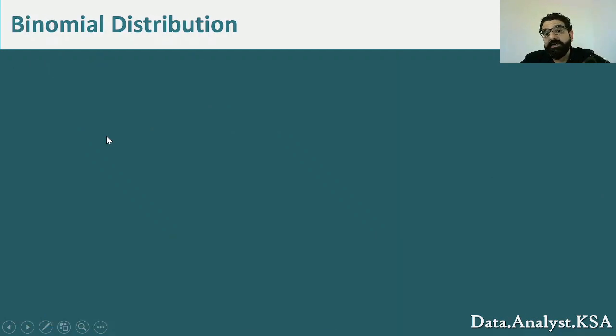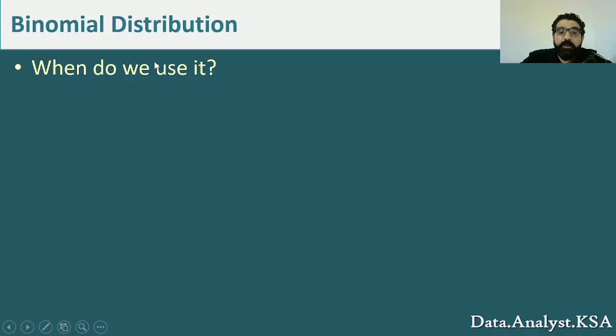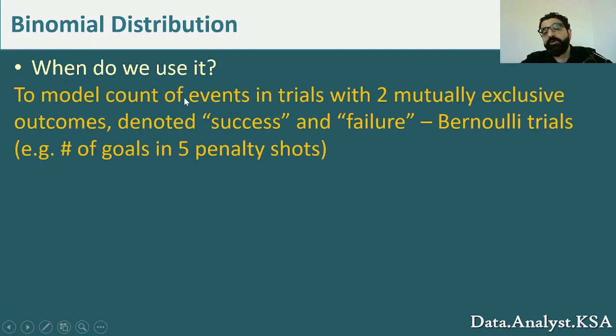Now we go into the discrete spectrum. When we talk about discrete, we talk about values that are not continuous. So I can get 1, 2, 3, I cannot get 1.435, for example. So first we talk about the binomial distribution. When do we use the binomial distribution? The binomial distribution models the count of events that are happening with two mutually exclusive outcomes. So for example, if my outcome can either be 0 or 1, or success or failure, I cannot have something in between, I can model this data by a binomial distribution.